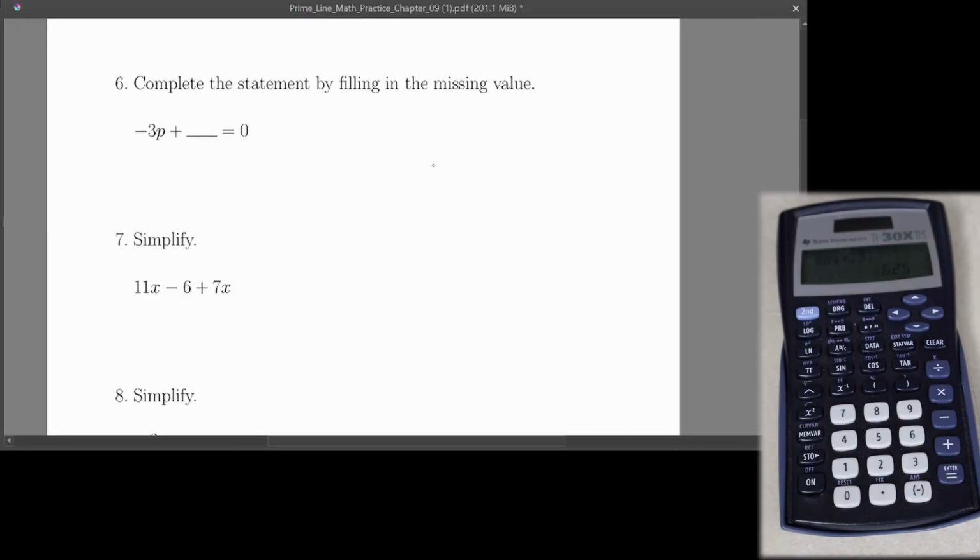So here we could realize that whatever we're adding to it, it adds up to 0, so it has to be the opposite of this, which is going to be 3p. If you're not sure on that, you can just use another variable. We can call it x and solve for x. Add 3 to both sides. X equals 3p, and then you plug that back in to show that we get the same value.